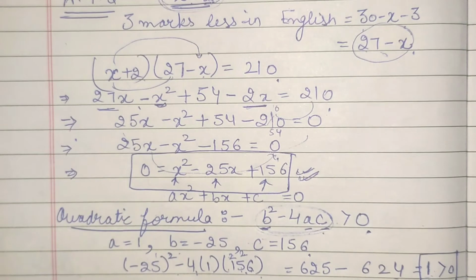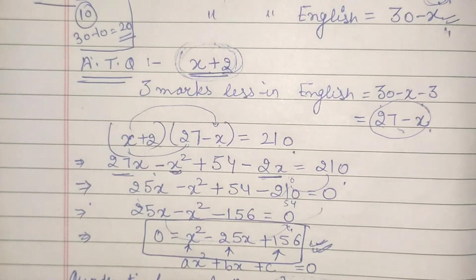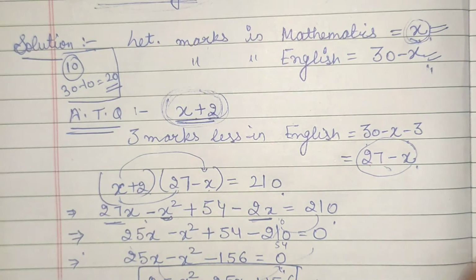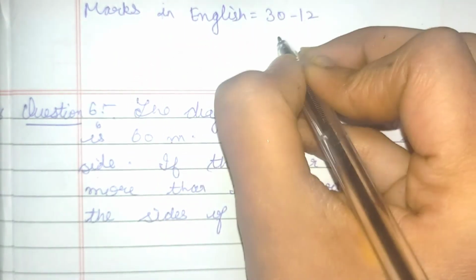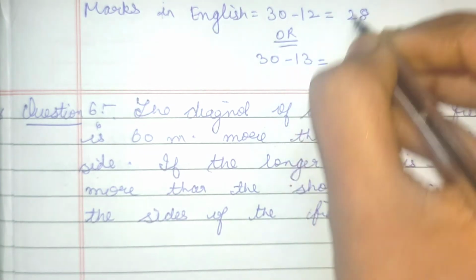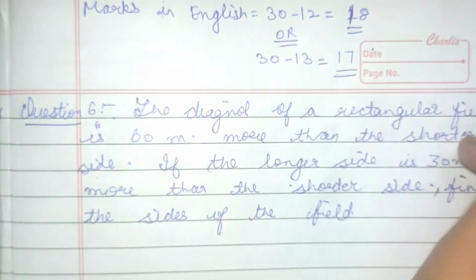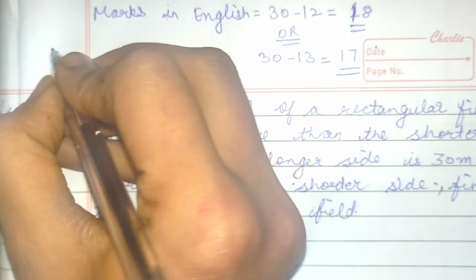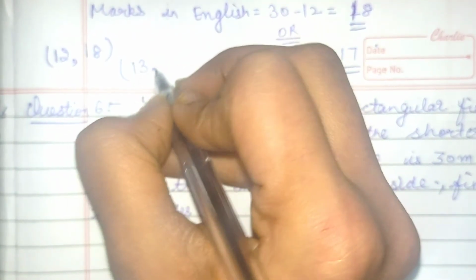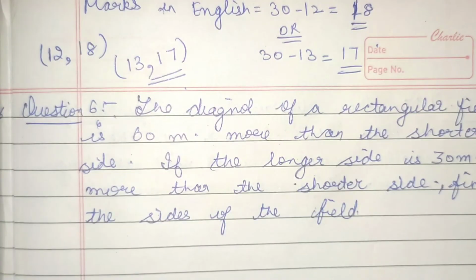So what does it mean? We imagined the marks in mathematics as x. So marks in mathematics can be either 13 or 12. How will we find the marks in English? Marks in English will be 30 minus 12, or 30 minus 13. So marks can be either 18 or 17. So two answers are possible. Either your marks in mathematics are 12, then your marks in English will be 18, and if your marks in mathematics are 13, then your marks in English will be 17.